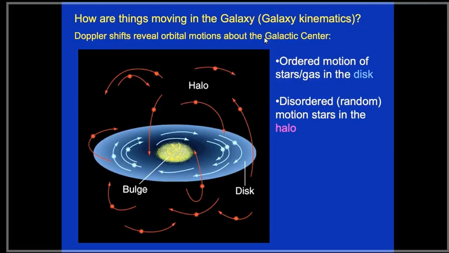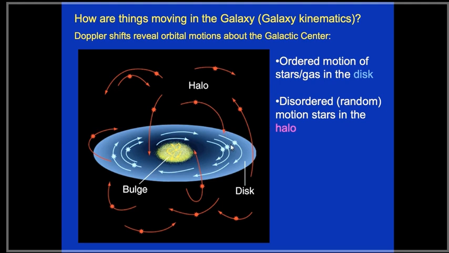Okay, so how are things moving in the galaxy? How's the galaxy kinematics? Kinematics just means the motion of different components. If we look at this picture here, you can see how different parts of the galaxy move. We basically determine this by getting a spectrum of these things and measuring the Doppler shift. We can tell if it's moving away from us or toward us, or how fast it's going.